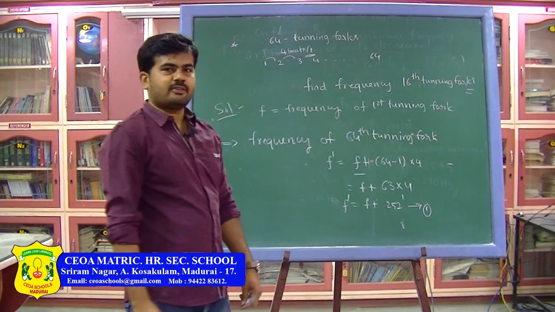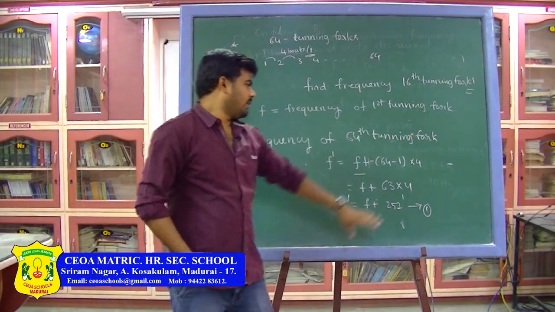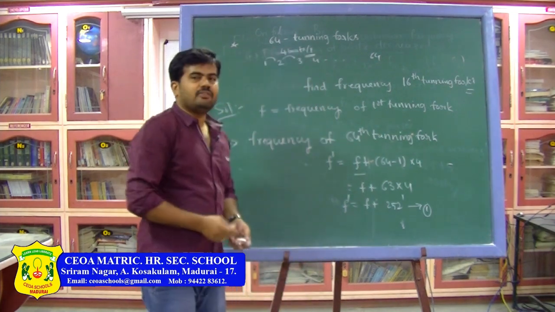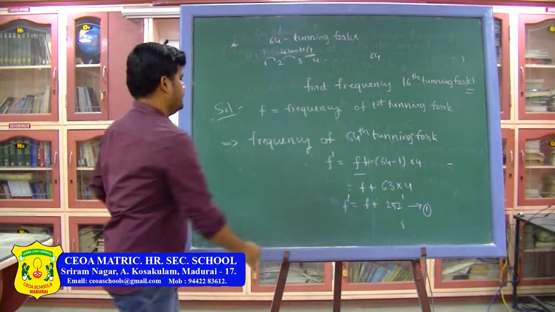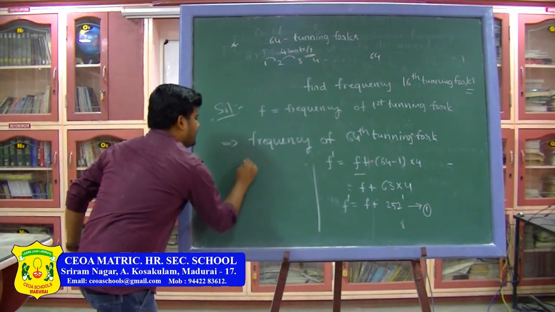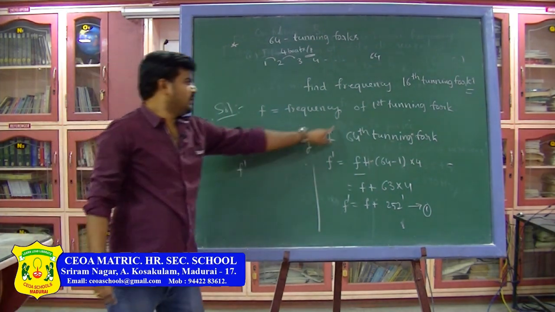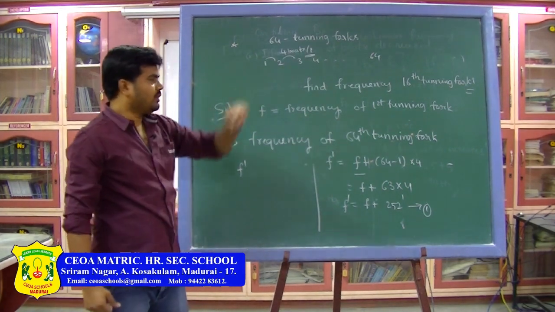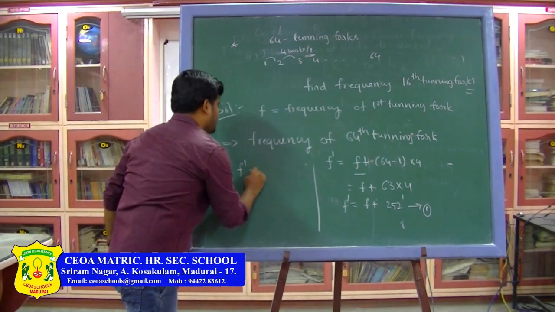So, by using the first condition I arrived at one equation. Now, let us use the second condition, that is the frequency of the last tuning fork. That is f dash according to our solution. So, f dash is the last tuning fork frequency, that is equal to an octave to the first one.